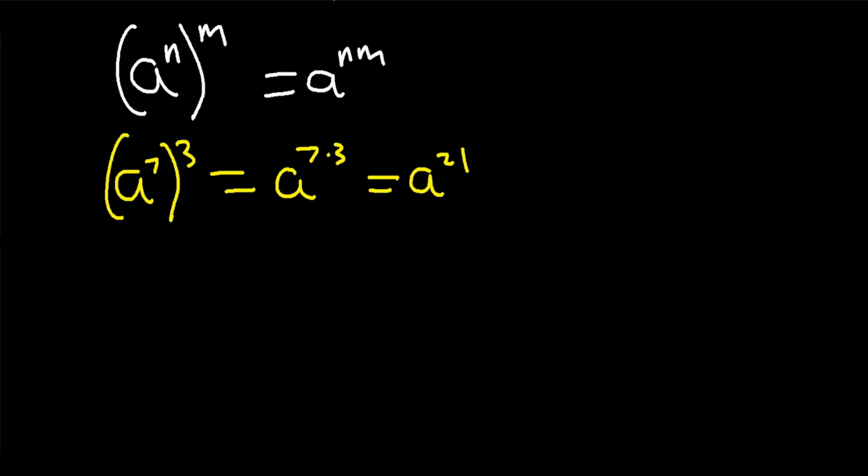So for our second property, we have it that if a to the power of n is inside the parentheses, and outside of the parentheses we have to the power of m, then we'll say that that is the same as a to the power of n times m. So in the example, if inside the parentheses we have a to the power of 7, then outside the parentheses the power is 3, then that's the same as a to the power of 7 times 3, which is a to the power of 21.